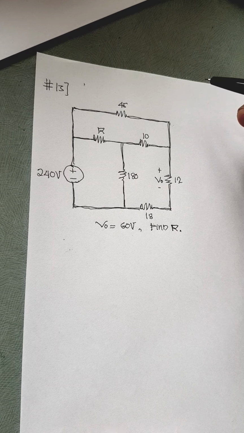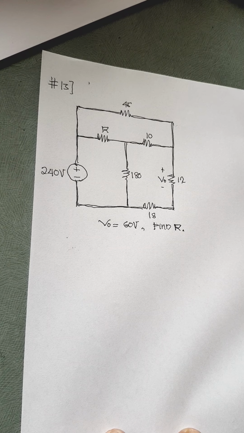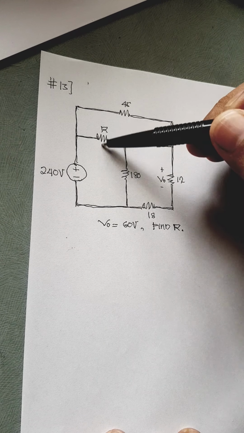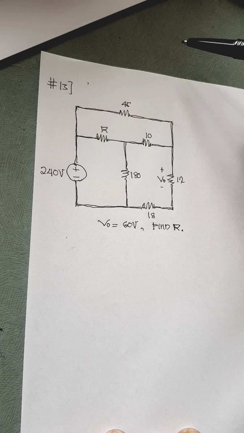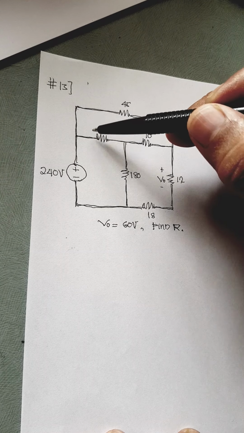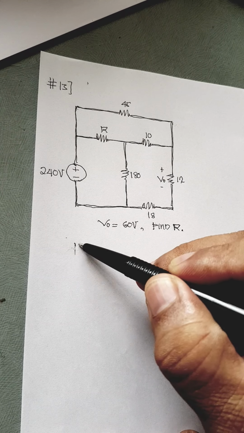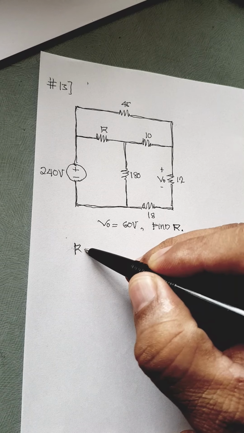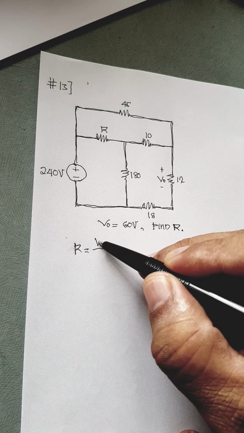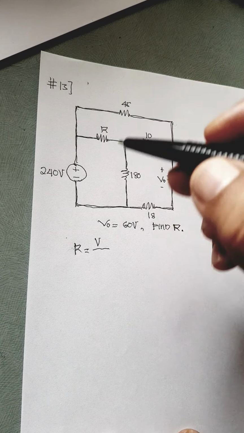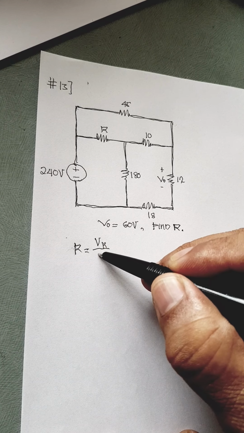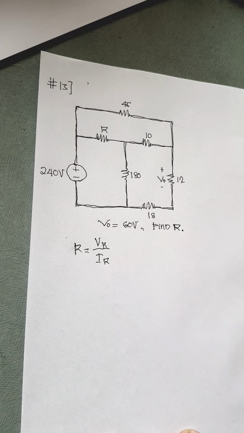Okay, this is number 13 of the problems in your modules. We are going to look for the value of R, and we're going to use KCL and KVL principles to solve for the value of R. Now, we don't have any choice to get the value of R, we use Ohm's law. So R equals, by Ohm's law, the voltage of R divided by the current of R.